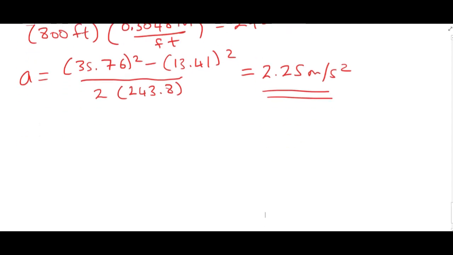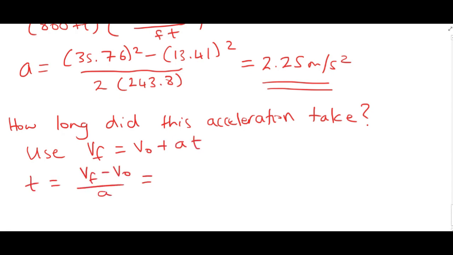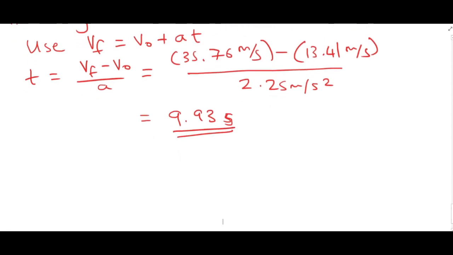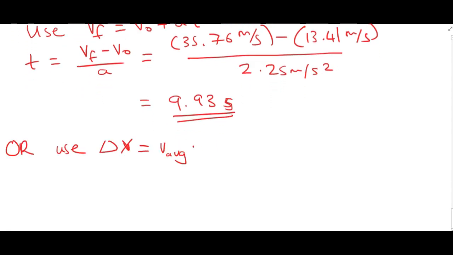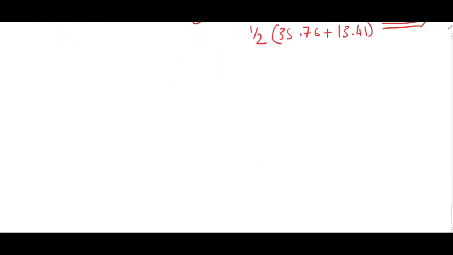Now, how long did this acceleration take? Well, we can use this formula Vf equals V naught plus AT, where the time is equal to Vf minus V naught over A. So if we put in all the numbers, we should get a time of 9.93 seconds. Another way is to use the formula delta x is equal to the average velocity times time, where time is equal to delta x over V average. And if we plug in all those numbers in, we also get the same time of 9.93. So this last part here is just an extra step, but we have already answered the acceleration, which is 2.25 meters per second squared.